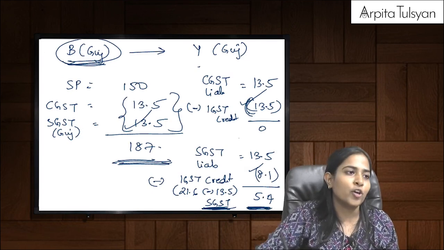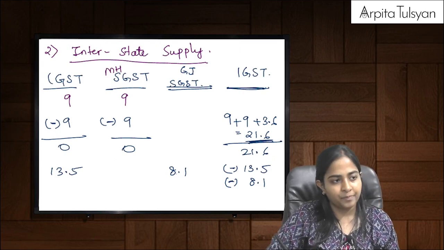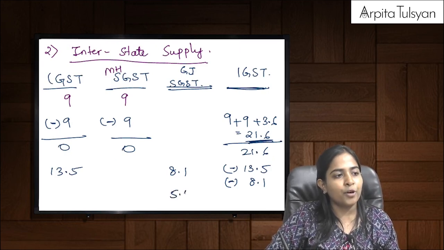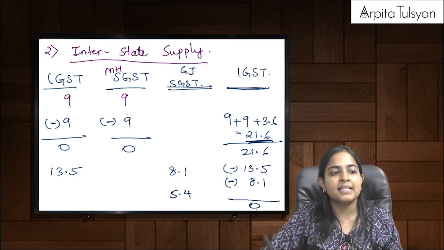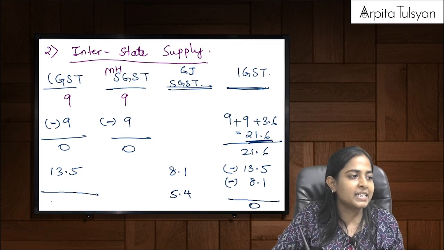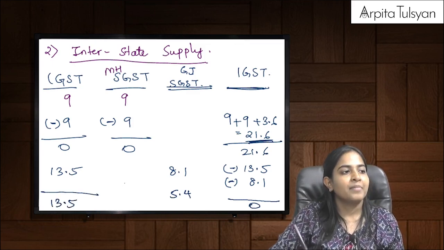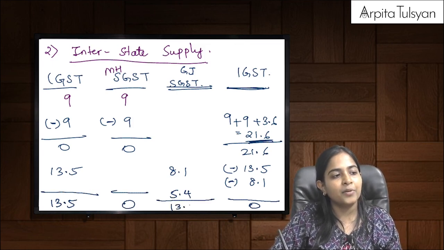And then some amount of SGST I paid in cash also. That was 5.4. Again, which SGST are we talking about? Because everything is Gujarat, so only Gujarat. So I paid 5.4 here in cash. Can I say my IGST balance is zero? Yes. CGST balance is 13.5. Maharashtra is zero. Gujarat is again 13.5.